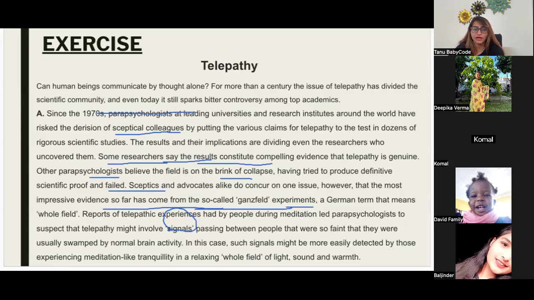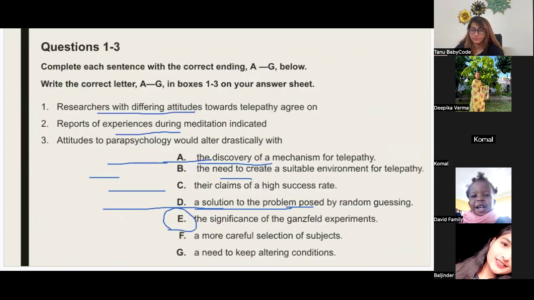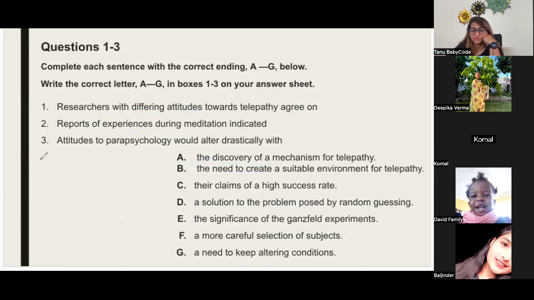Yes, everyone, any doubts? Yes, please. Baljinder? Yes, Deepika, Komal?